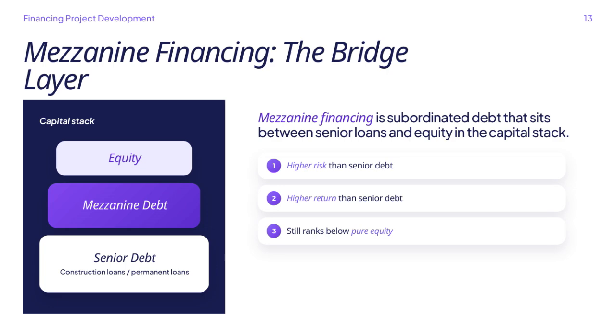This positioning means mezzanine financing carries more risk than senior debt, because it gets repaid after senior lenders if things don't go as planned. However, this higher risk comes with the potential for higher returns compared to senior debt, which makes it attractive to some investors. Although mezzanine financing is debt, it tends to have some equity-like characteristics, hence it being called the bridge layer. It bridges the gap between the safer, lower-yield senior loans and the riskier, potentially high-return equity. This type of financing is commonly used to fund project development, particularly in construction and permanent loan scenarios where additional capital is needed beyond what senior debt can provide.